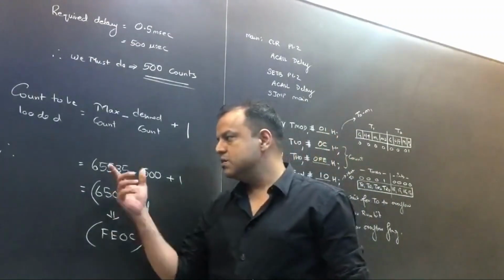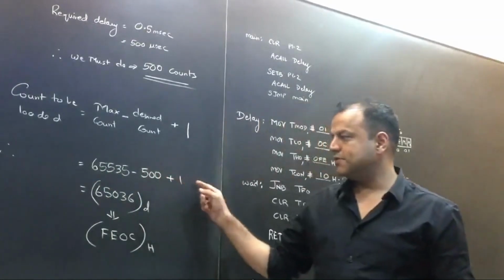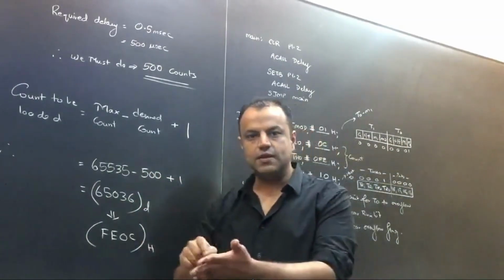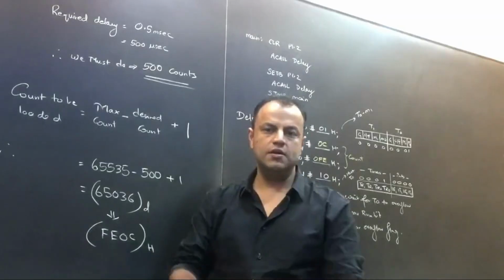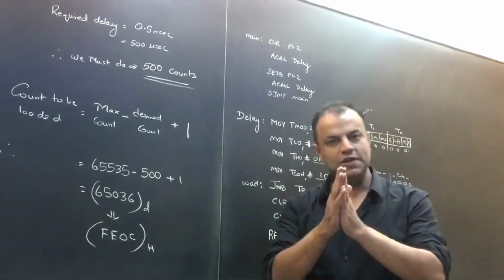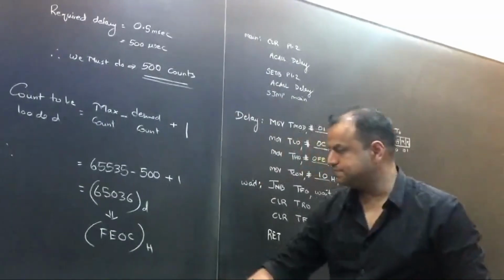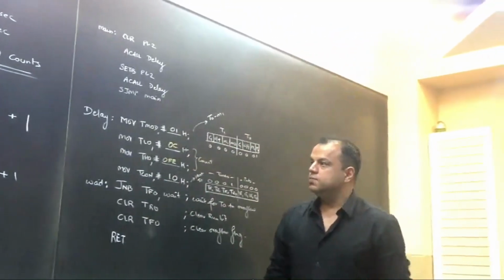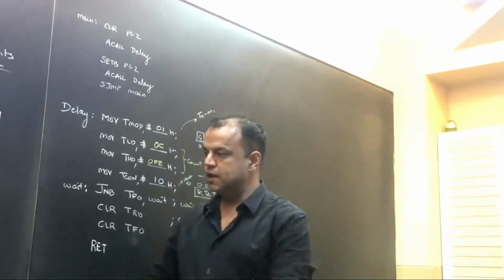That's what I like to do. So max count is 65535 minus 500 plus 1, that is 65036. Take a calculator, enter 65036, convert to hexadecimal, you will get FE00. Please tell me, do you understand this? Now, this was your count calculation.